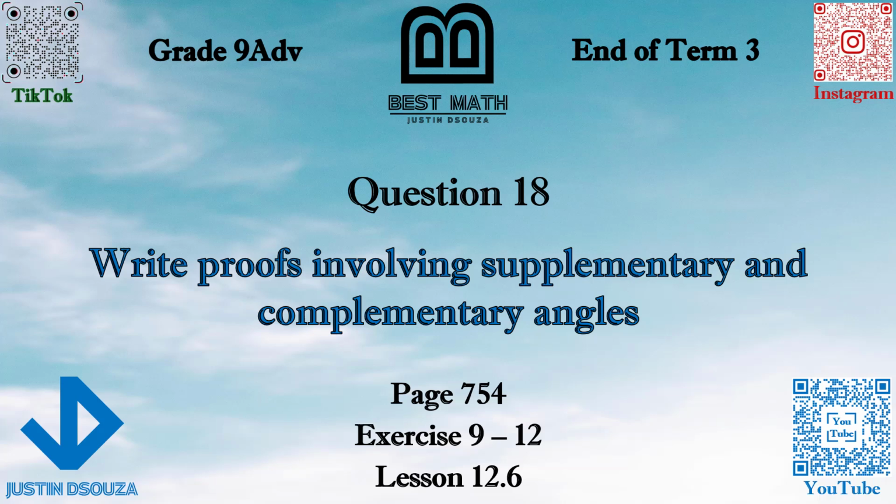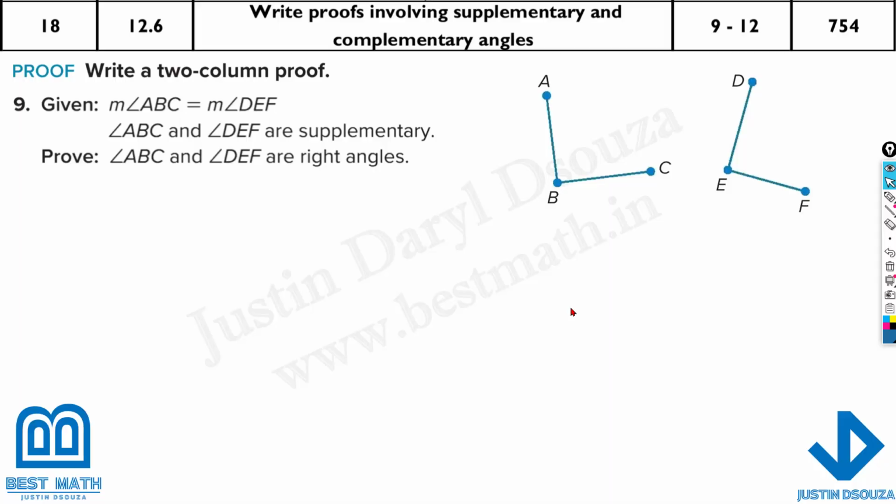In this question, we will write proofs involving supplementary and complementary angles. Here they have told us to prove these statements for these particular lines. You can say they are not even a triangle, but there are angles involved here. The measure of ABC and measure of DEF is equal. They have given us that. So now we need to write statement and proof in two columns.